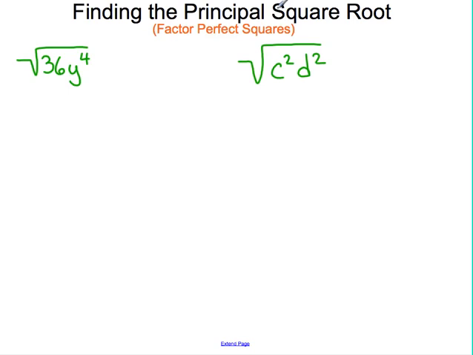Hey guys, I wanted to spend a little bit of time working on finding the principal square root, basically factoring a perfect square. There's lots of different methods to do this. I just want to show you the factor tree method.